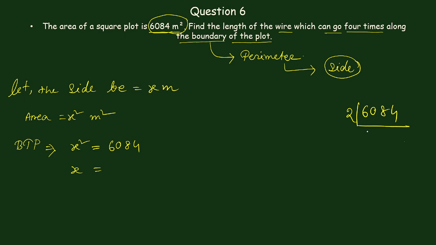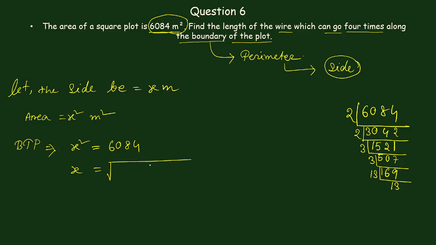So this is 30 and this is 42, again by 2. So this is 15 and this is 21. Now by 3. So this is 507, again by 3. So 3 1 6 9. Now 169 is 13 square, that is 13 into 13.